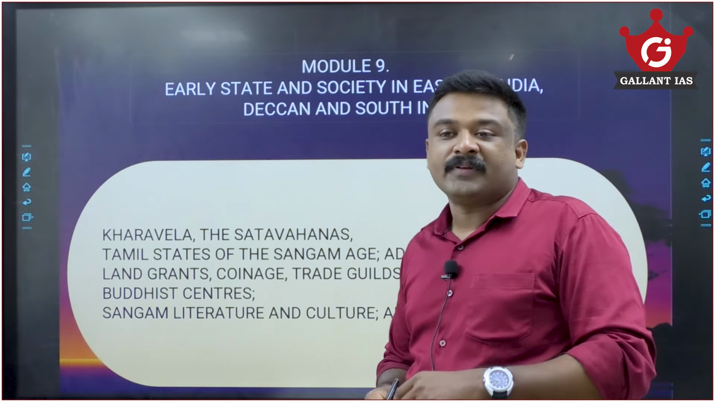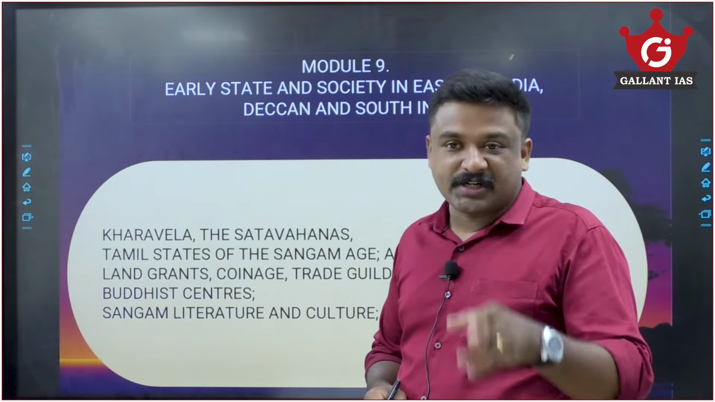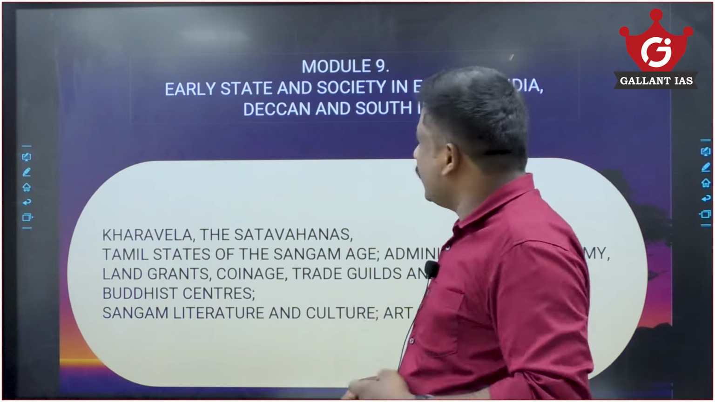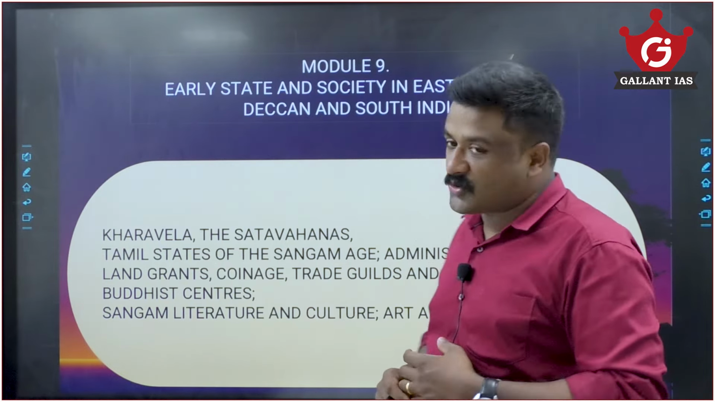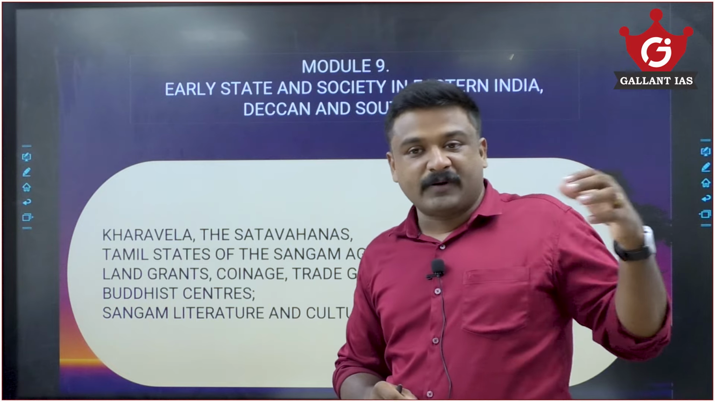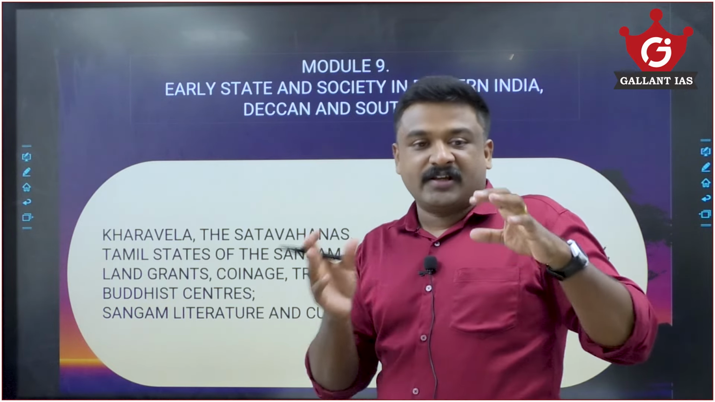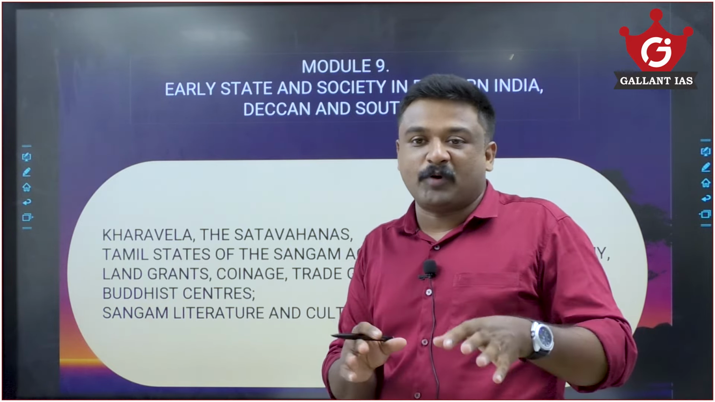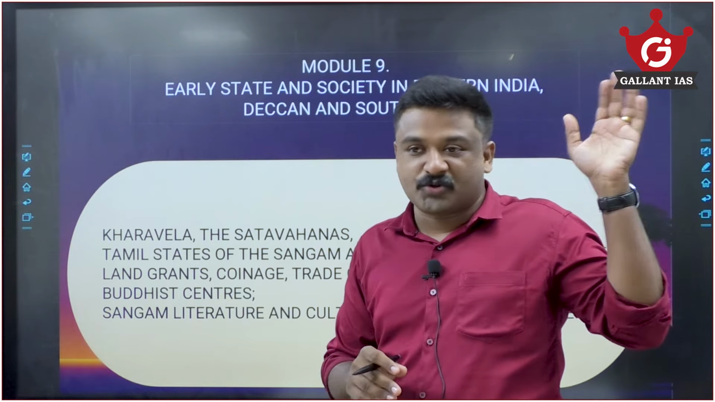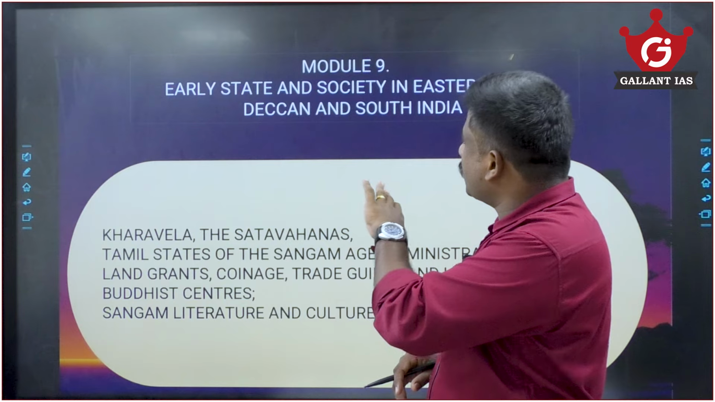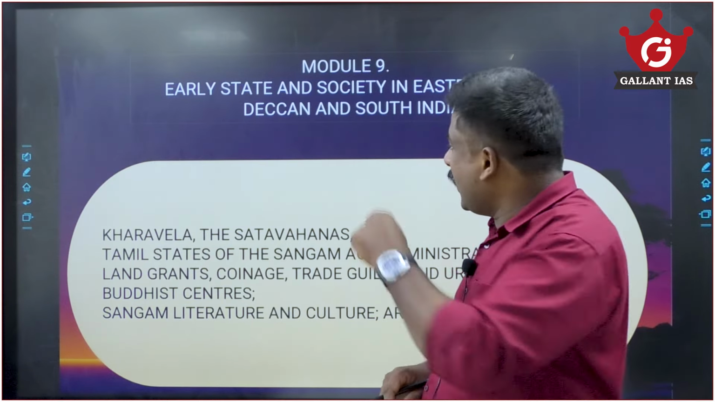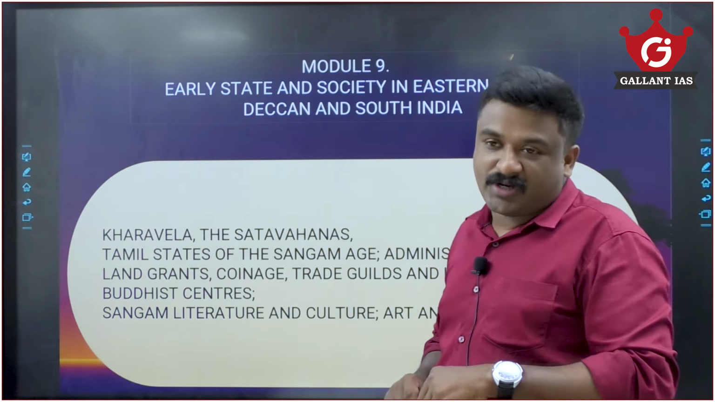Here we go, this is Paper 1 Section A, Ancient India, Module 9, which is Early State and Society in Eastern India, Deccan and South India. In the previous session we discussed the socio-economic, political and cultural history of North India. Now we are into the early state and society in Eastern India, in the Deccan and in South India.